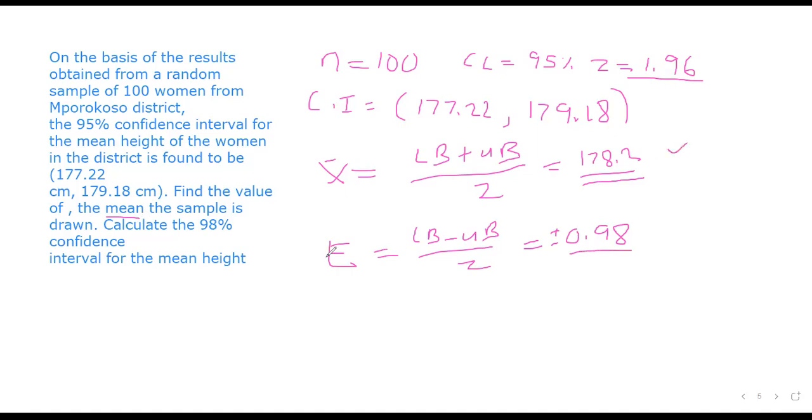We cannot find the standard deviation before finding the error. We've been asked to calculate the confidence interval at 98%, so we first need to know what the standard deviation is. n is equal to Z squared over E squared. Are we given the n? Yes, it's 100. The Z is 1.96. The standard deviation is not given, we don't know it.